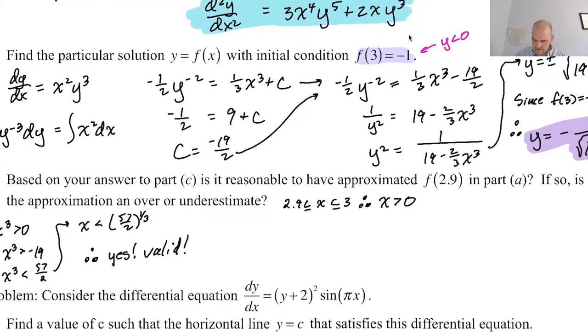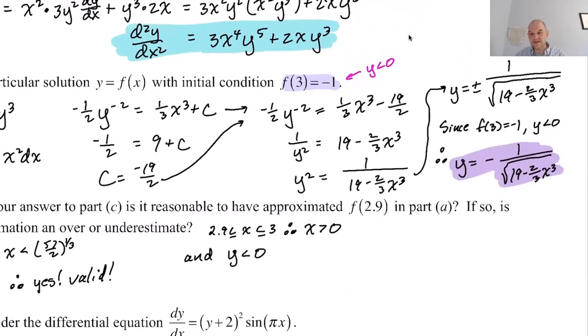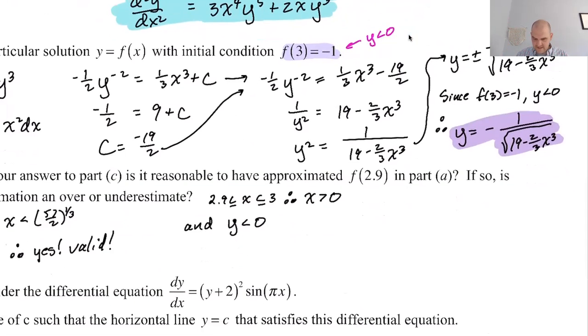Also, I know that y is definitely less than 0. So I guess I should say and y is less than 0. I know y is less than 0 because for my solution, I had to choose the positive square root or the negative square root. I chose the negative. It can only spit out negatives. So y is definitely negative. All right, what does that mean?